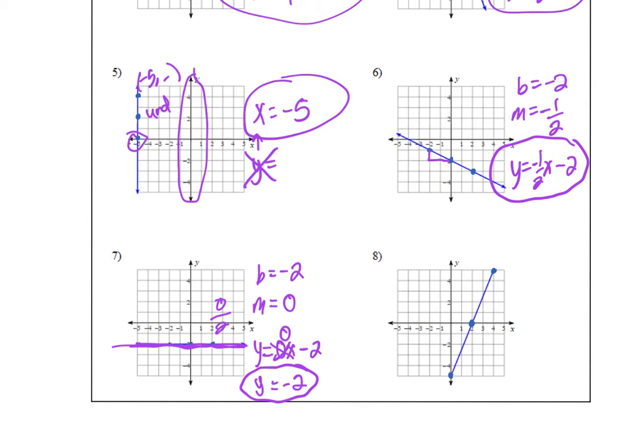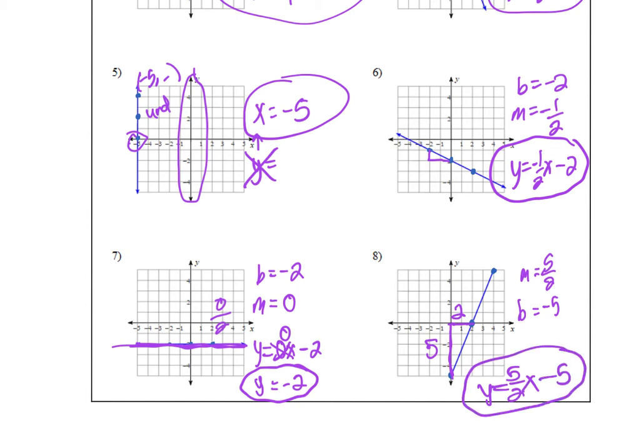Number 8, we are going to do up and down in this way. And so that's going to be 5 and 2 for our slope, up 5, right 2. And our y-intercept is down there at -5. So y equals 5/2 x minus 5 would be our answer. So that's the first page.